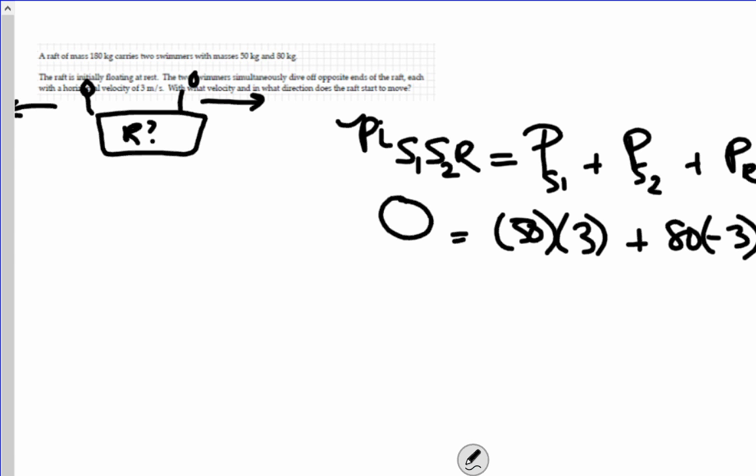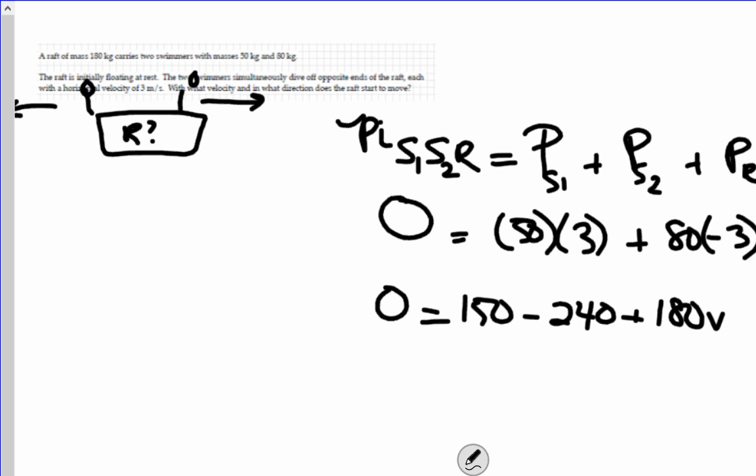So 180 is the mass of the raft, kilograms, times v. When I then set this up, I'm going to get 150 over here. I'm going to get minus 240 over here, and I'm going to get 180 times v. It's pretty easy algebra by now. So 0 equals negative 90 plus 180v.